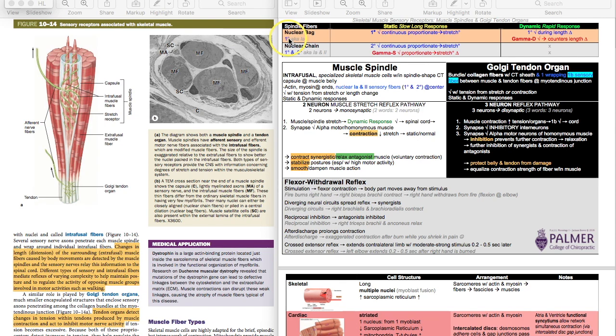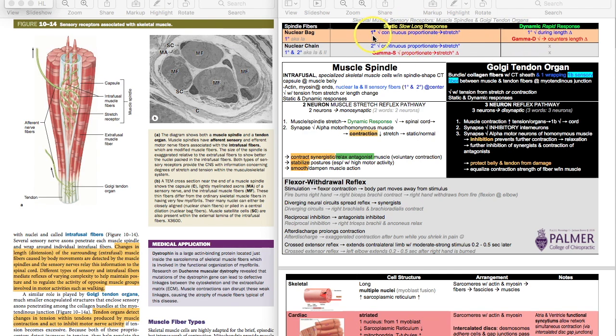So with the nuclear bag arrangement, you're only going to have primary sensory fibers, and the only dynamic or rapid response will go with the nuclear bag. Shown in blue in this table is the sensory component of the bag and chain response, whether it be static or dynamic.